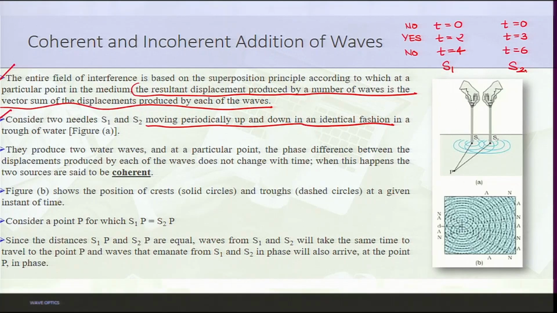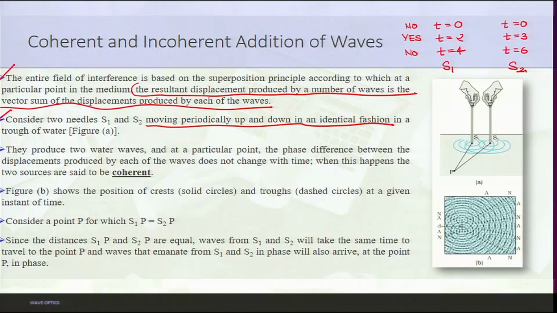So, what is periodic motion? Periodic motion is nothing but if the time difference between the two portions or two different events happening is the same, then it is known as periodic motion. So, what is happening here is, for S1, at t equal to 0 it is above, then it is going down, at t equal to 2 it is coming above again, it is going down, it is coming above again.